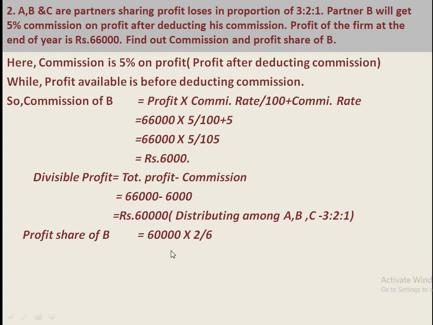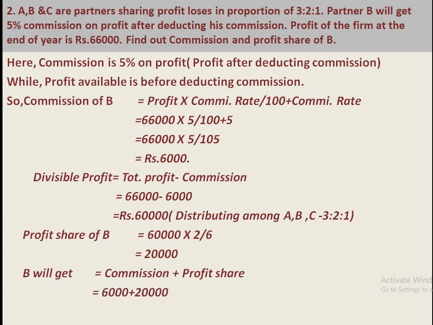The 60,000 is divisible profit. You are looking to get profit share of B. His share is 2, so 2, dividing by the total of partners' profit sharing ratio, 3 plus 2 plus 1, so 6. So partner B will get 20,000 as profit share. He will get 6,000 as commission. So how much is he getting exactly at the end of year from the firm? B will get two things from the firm: 6,000 commission and 20,000 his share of profit. So partner B will get 26,000 from the firm at the end of year.